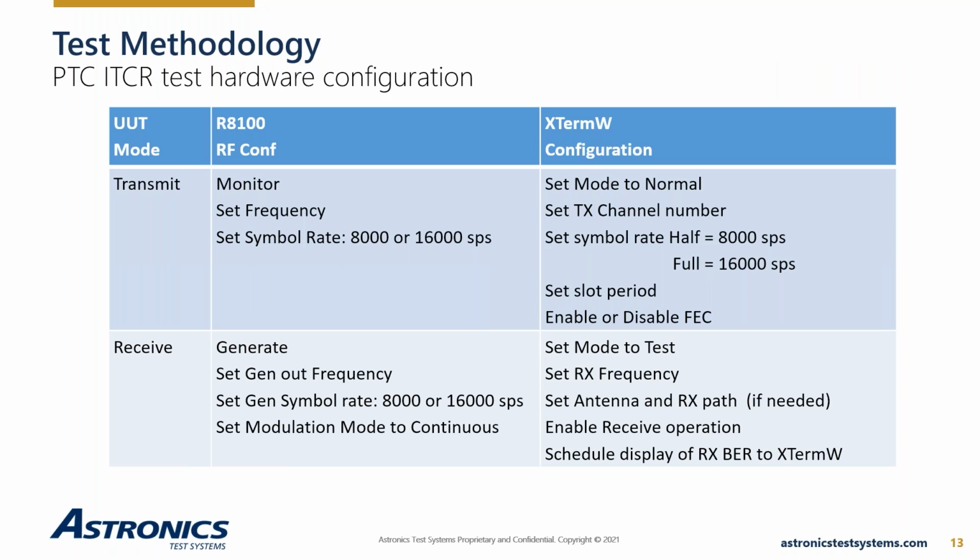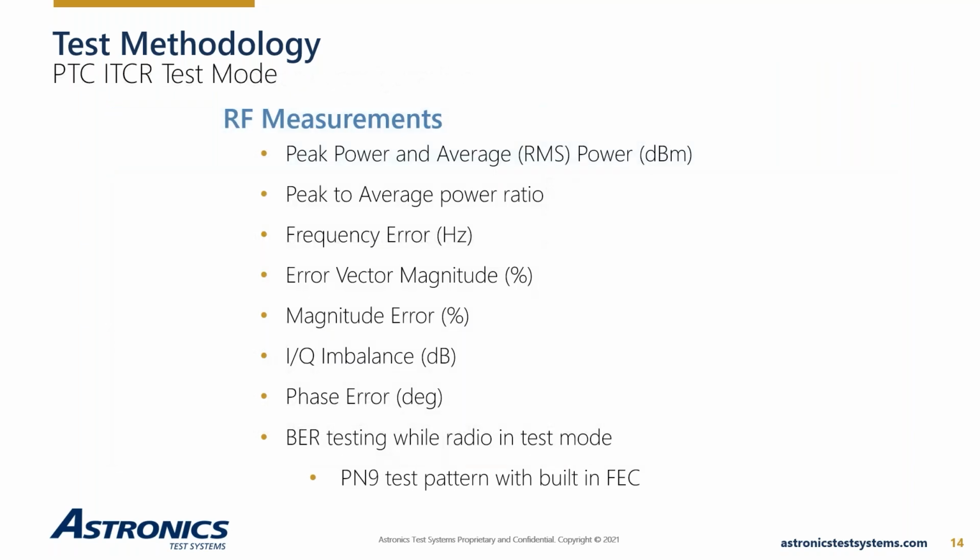Again, you set the frequency, you set the symbol rate, and then you set the modulation mode to continuous, so that we're creating a modulated signal to hit the radio. On the XTerm-W side, of course, you're setting it to test mode. You set the receive frequency. If it's a locomotive or a base station, you may need to set the antenna and RF receive path. You enable the receiver operation, and then you're able to see the displays of the calculated bit error rate on the XTerm-W screen, and we'll see that in a moment. RF measurements: we make all of the RF measurements that were required by MeteorCom to test and validate the radio's operation.